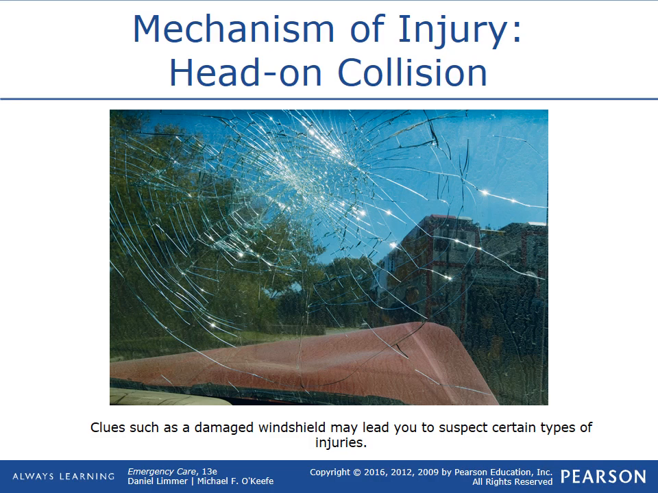Here's a starred windshield. This is how windshields shatter. They usually stay intact, but you can tell that an object has hit that windshield, probably a head. So what type of injuries might that person have? Head and neck.